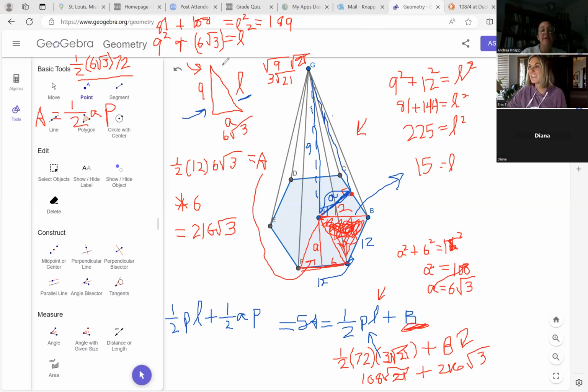So now that you have this answer, I bet you money that there's a pre-made GeoGebra right hexagonal prism. Let's see if we can find it. Let's see who can find it.